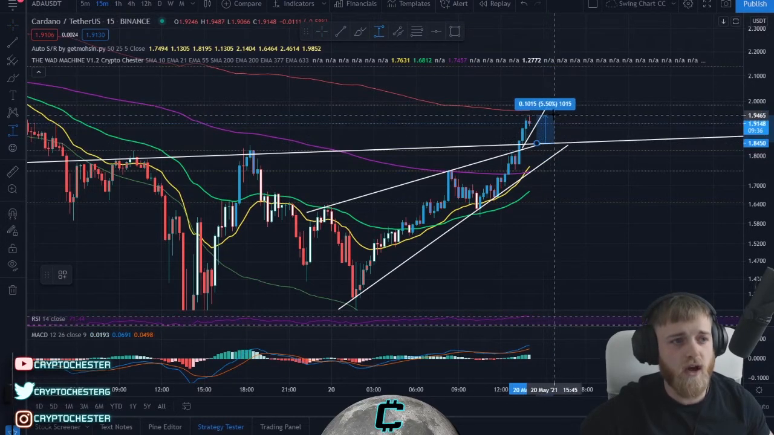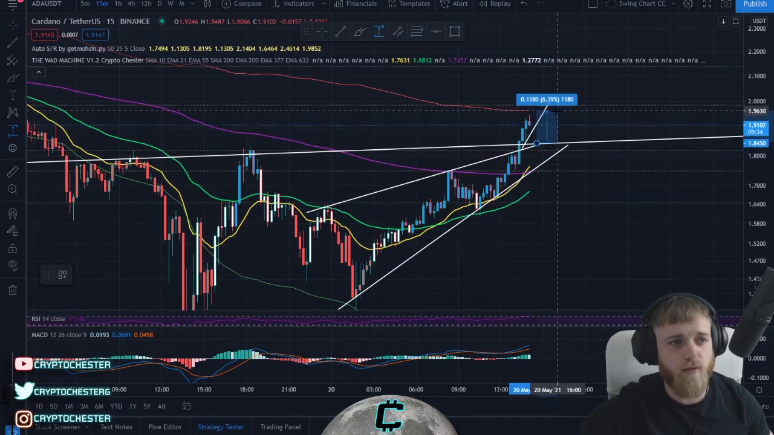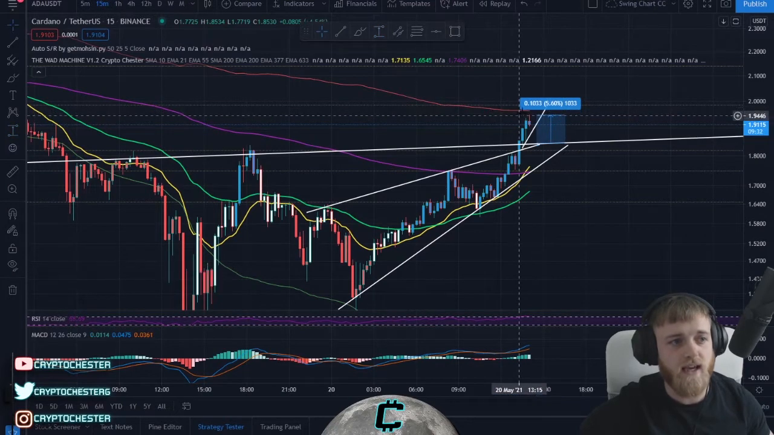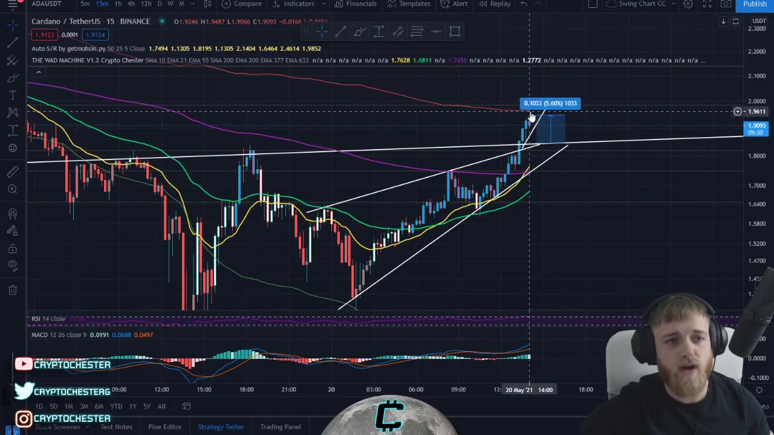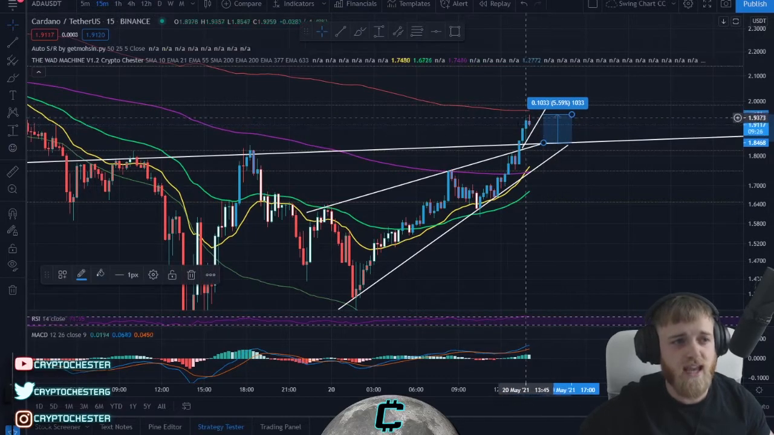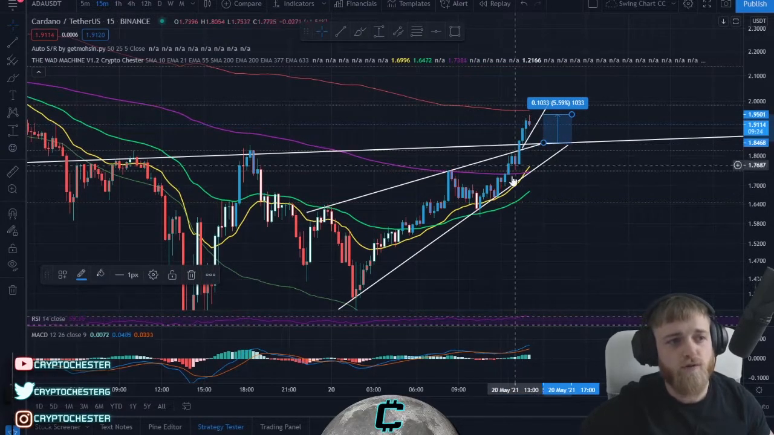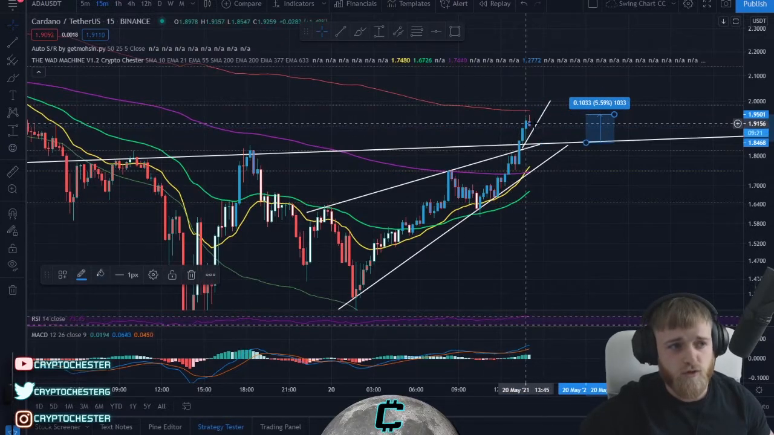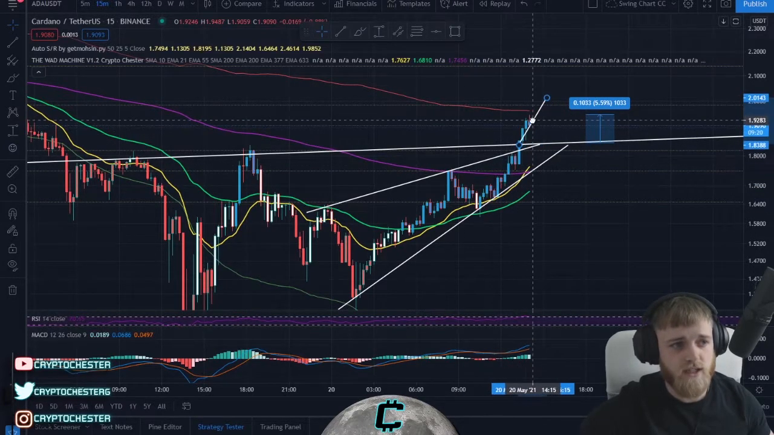And this is when I entered my long, right? I'm looking at taking my profit at this volume weighted ATR band here, at around 1.96 there, right? That's the position that I've just entered for ADA because it's a nice measured move up from this rising wedge that we've got here.